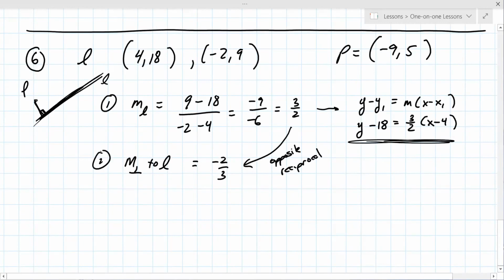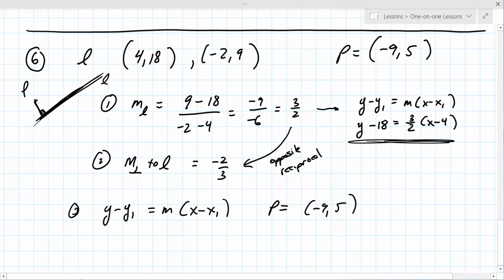Okay, so for the equation that goes through point P and has this slope, we're going to use point slope form again. y minus y1 equals the slope times x minus x1, and we're going to use this P of minus 9 comma 5. So we're going to write y minus 5 equals negative 2/3 times x minus a minus 9, so it becomes x plus 9.